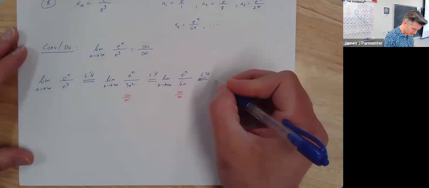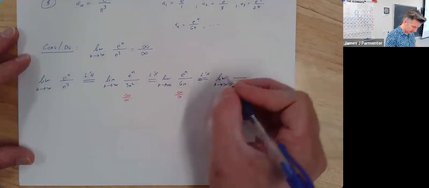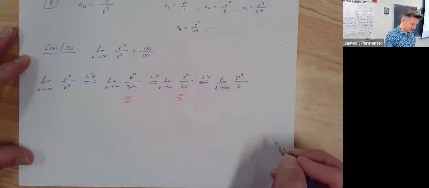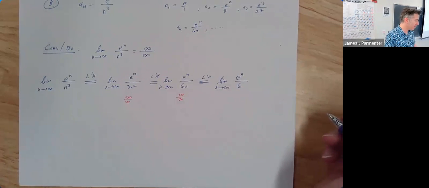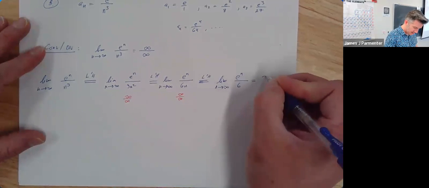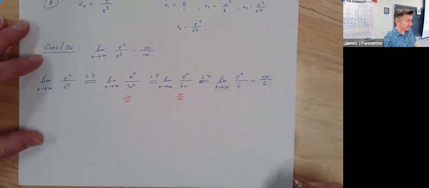So now using L'Hopital's rule, I have the limit as n goes to infinity of the derivative of e to the n, which is e to the n, over the derivative of 6n, which is 6. And now I don't have an infinity over infinity. If I plug in infinity, I get infinity divided by 6. And infinity divided by 6 is still infinity.